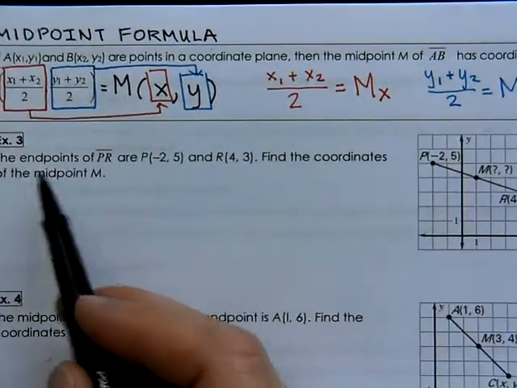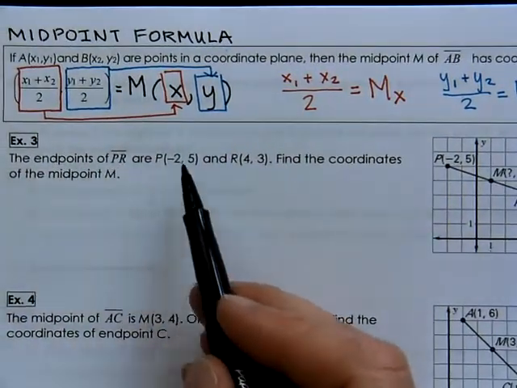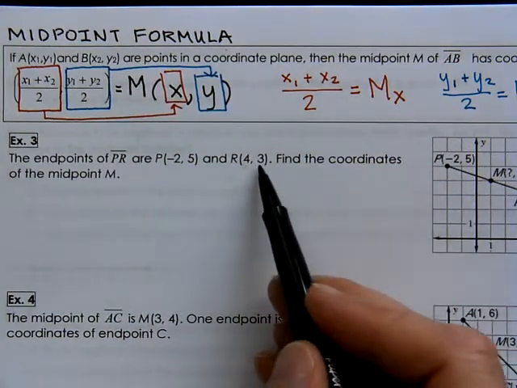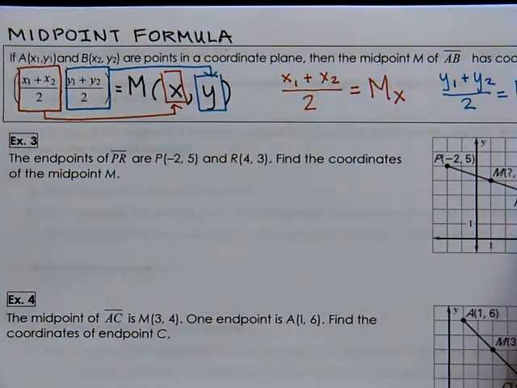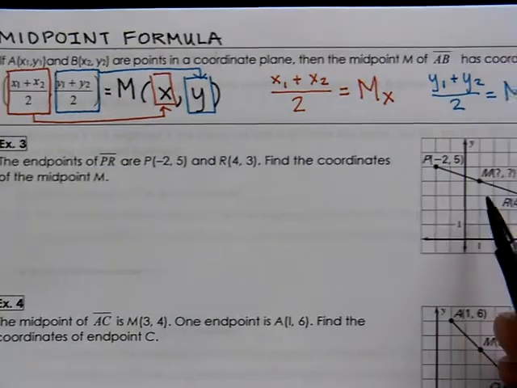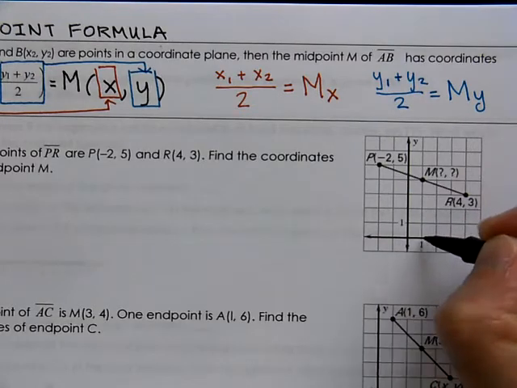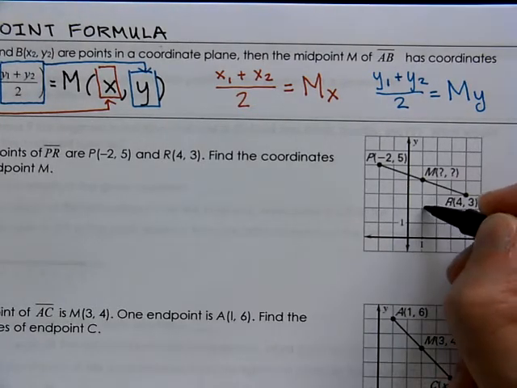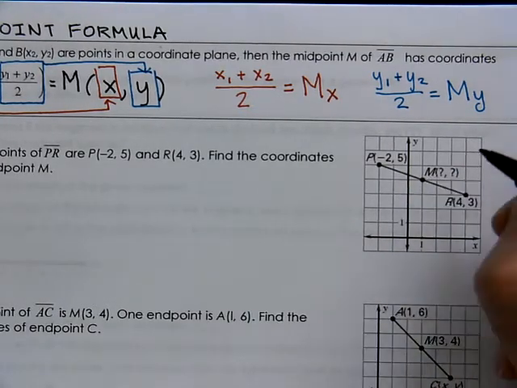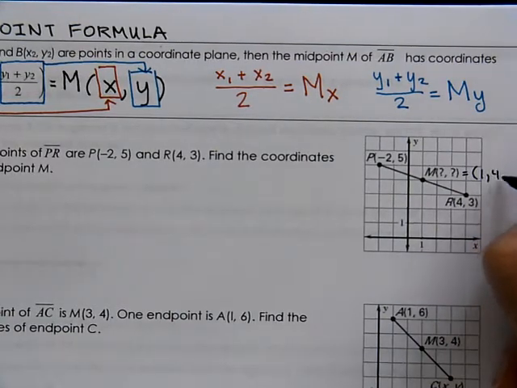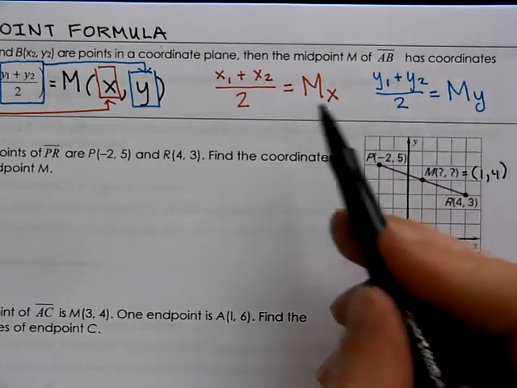Here we're given the endpoints of segment PR. P is located at -2, 5, and point R is located at 4, 3. So let's find the coordinates of the midpoint. Now if you just read it off of the coordinate grid, you can see that we are 1 unit to the right and 1, 2, 3, 4 units up. So we actually already know the answer is 1 comma 4. But let's see the math work.